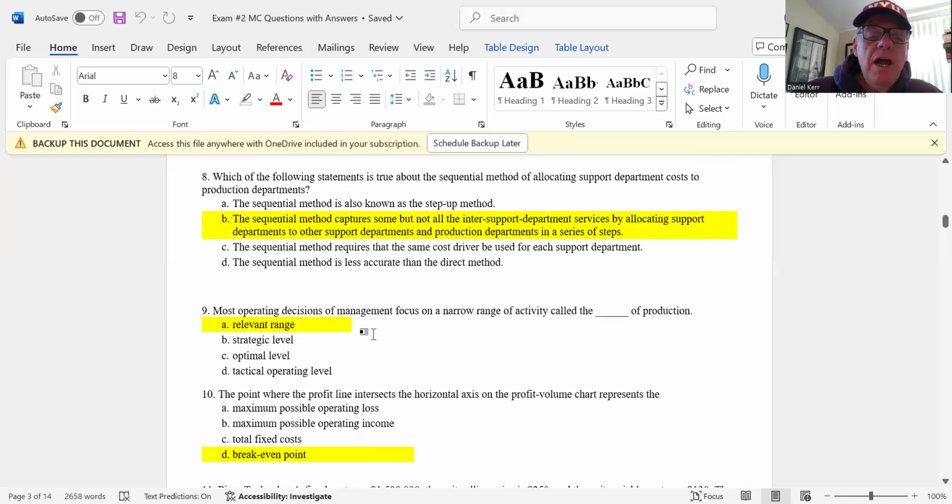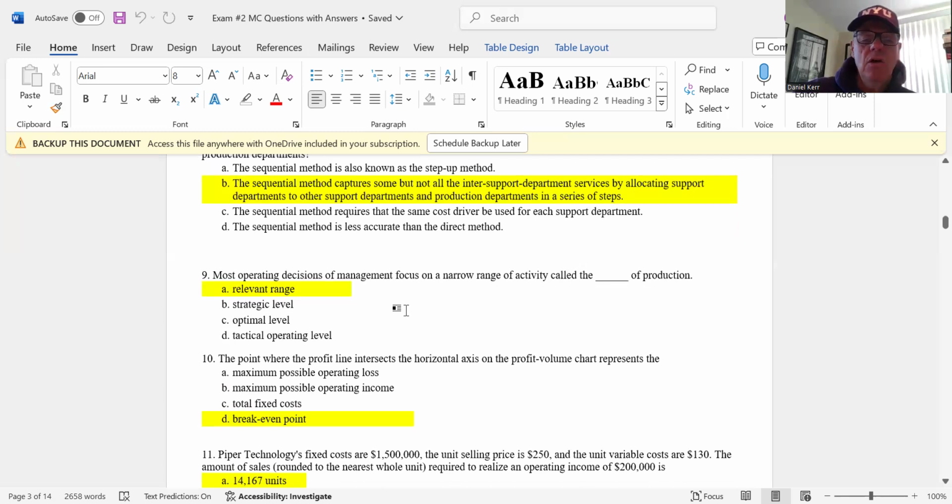Number 9, most operating decisions management focus on a narrow range of activity. The narrow range of activity in which certain costs can be classified as fixed, and we can come up with a good estimate of the variable cost per unit. That's called the relevant range. You want to be in the relevant range. If you go beyond the relevant range, then the allocation of the estimate of the fixed cost to the variable cost per unit is no longer valid. So relevant range is the answer there.